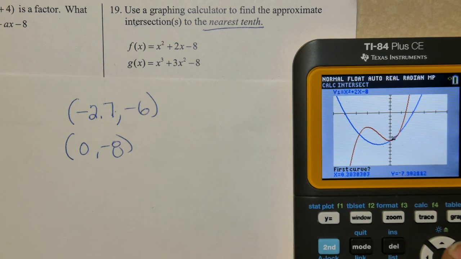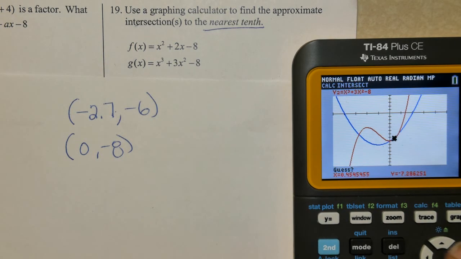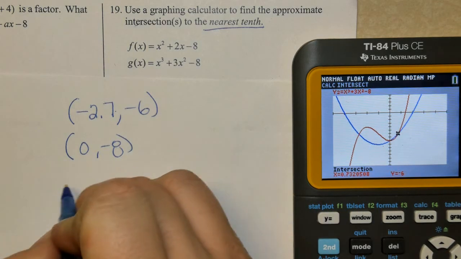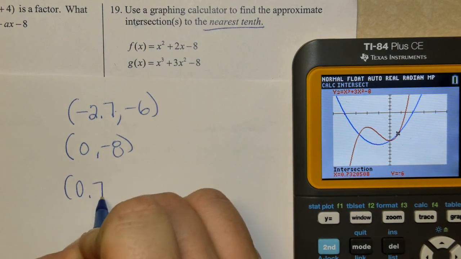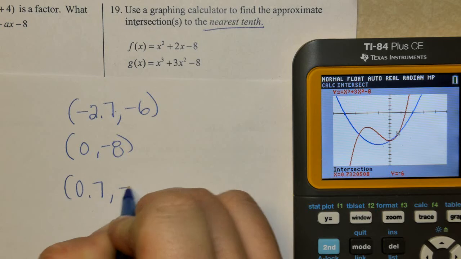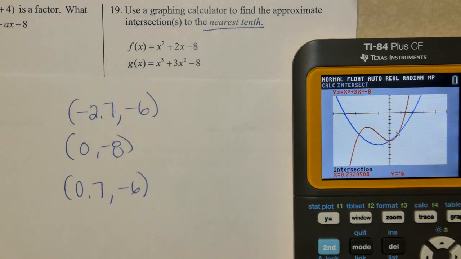And our final one: first curve, jump to second curve, and over the top, it's going to be 0.7. Make sure to round to the nearest tenth, and negative 6.